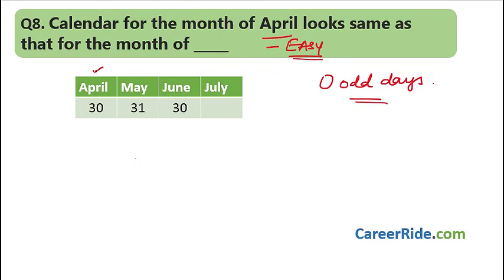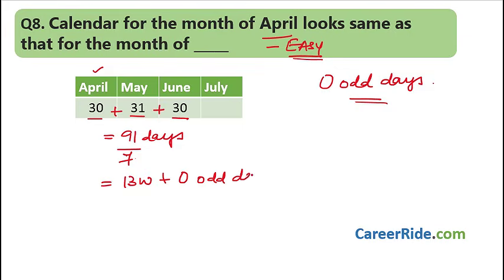Now let us see, the month of April is given. April has got 30 days. Let's go forward. May has got 31 days, June has got 30 days again. So when you sum all these three up, what is the answer that you get? You get 91 days. And when you divide these 91 days by 7, because there are 7 days in a week, what is the answer you get? You get 13 weeks plus 0 odd days.